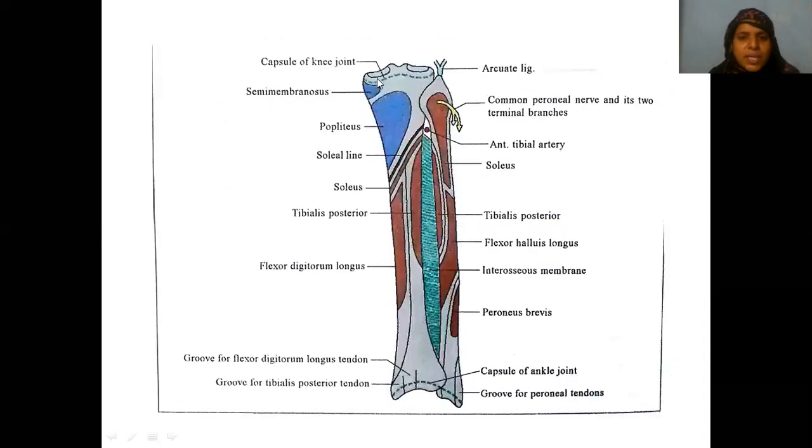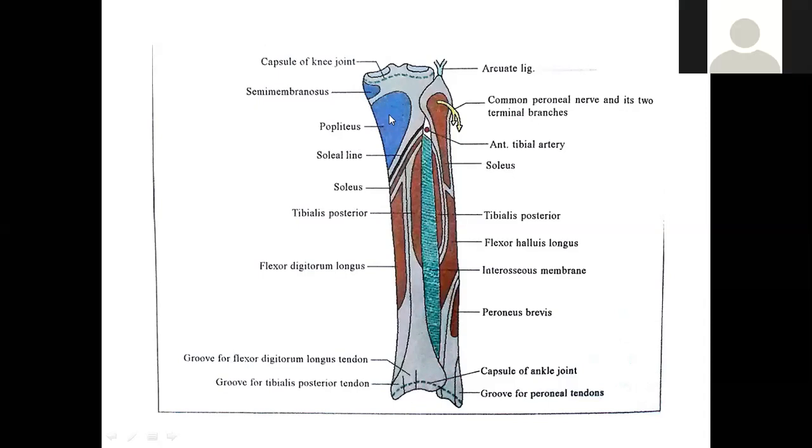On the posterior aspect of the tibia, we have semimembranosus. The same insertion is going behind also. Then the posterior aspect of the tibia is also receiving the insertion of popliteus. Now, tell me, from where did we see the origin of popliteus in yesterday's class, beta? Hansraj?